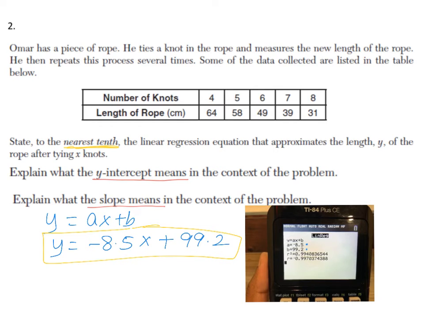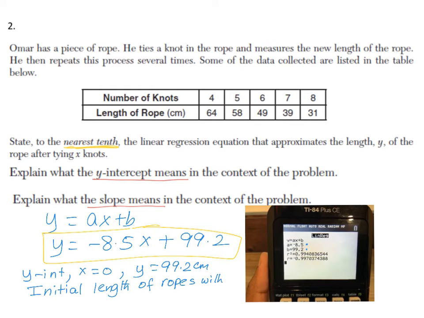So what does the y-intercept mean? The y-intercept is when x is 0. So if I put x as 0, I'll get y as 99.2. Now what does this mean? This means the initial length of the rope with 0 knots, with no knots.